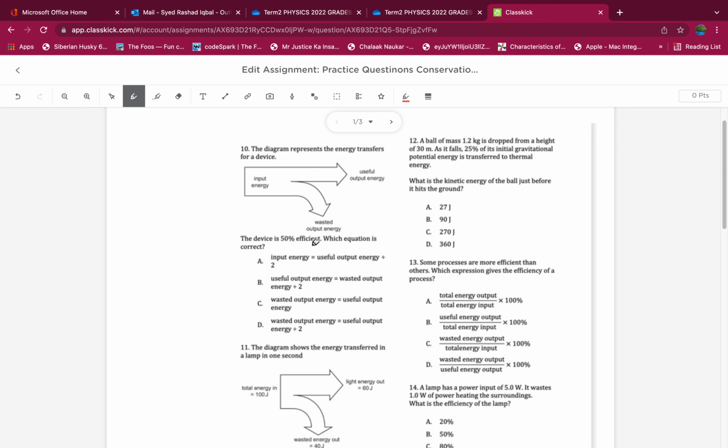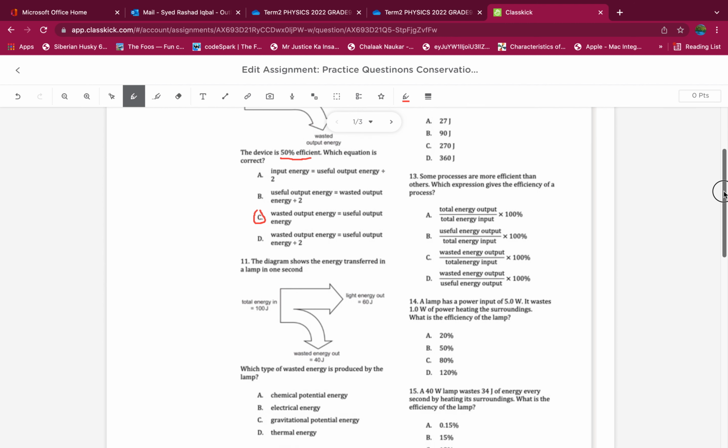So if we check our answers here, what will be our correct answer? Input energy is equal to useful energy divided by 2? No, it's not possible because it's 50% efficient. This is an important point. It means that the wasted and the useful energy are equal. So C will be your option, because wasted output energy is equal to useful output energy. 50% efficient means half the energy is wasted and half is useful. They are divided into two equal parts.